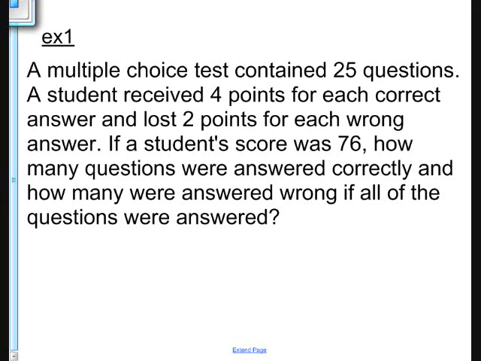After reading all this, here's the question. Multiple choice test, 25 questions. Get 4 points for a right answer, -2 for a wrong answer. A student scores 76. How many were answered correctly and how many were answered wrong? The first thing I want to do is find my variables. I'm going to let C equal correct answers and W equal wrong answers.